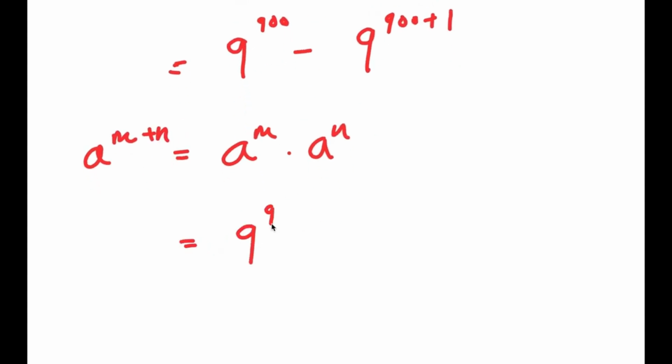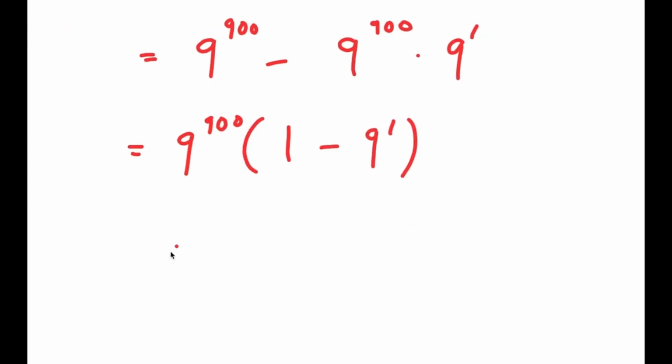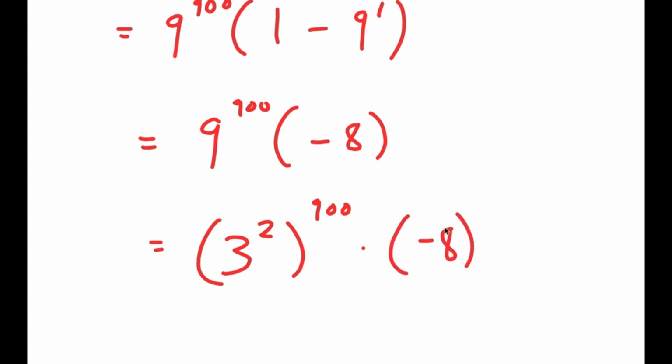So now I get 9 to the power of 900 minus 9 to the power of 900 times 9 to the power of 1. Now if I factor out 9 to the power of 900, I get 9 to the power of 900 times 1 minus 9 to the power of 1, which is equal to 9 to the power of 900 times negative 8. Now this turns to 3 squared to the power of 900 times negative 8.